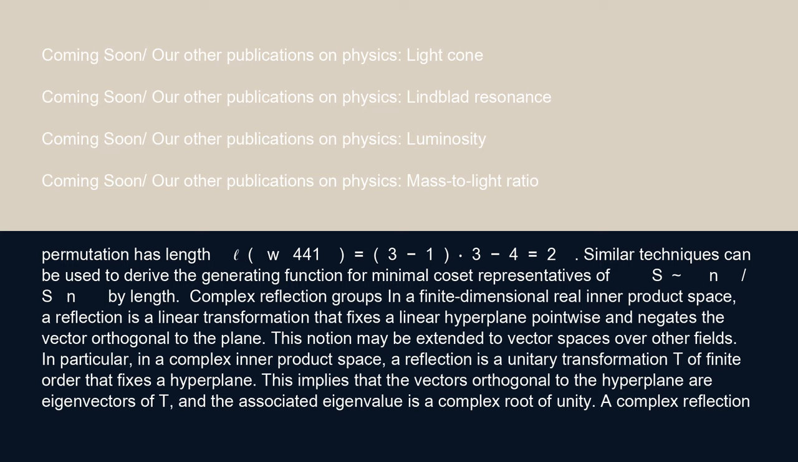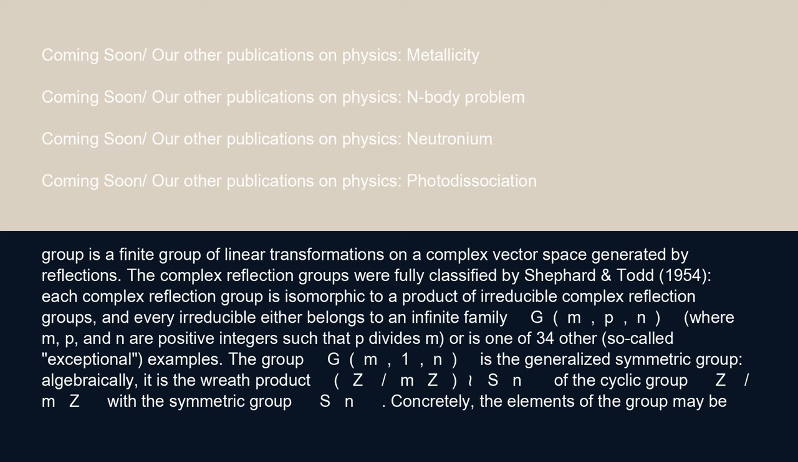Complex reflection groups. In a finite-dimensional real inner product space, a reflection is a linear transformation that fixes a linear hyperplane pointwise and negates the vector orthogonal to the plane. This notion may be extended to vector spaces over other fields. In particular, in a complex inner product space, a reflection is a unitary transformation T of finite order that fixes a hyperplane. This implies that the vectors orthogonal to the hyperplane are eigenvectors of T, and the associated eigenvalue is a complex root of unity. A complex reflection group is a finite group of linear transformations on a complex vector space generated by reflections.